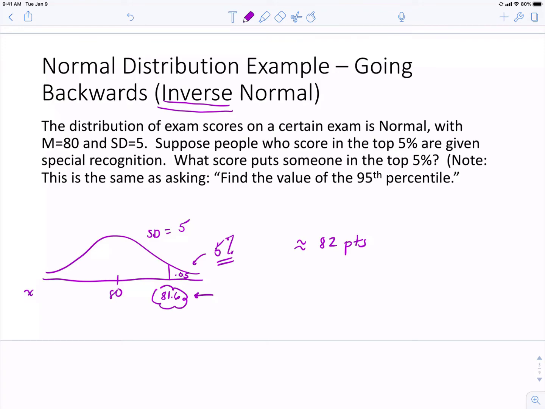One of the things that I pointed out here is that this is exactly the same as asking you to find the value of the 95th percentile, because what is the value of the 95th percentile? It's the score that cuts off the bottom 95% from the top 5%. So another way of asking this question would have been, find the value of the 95th percentile.